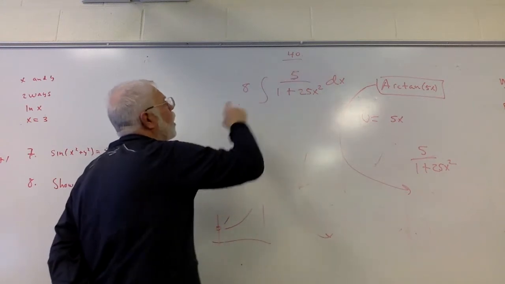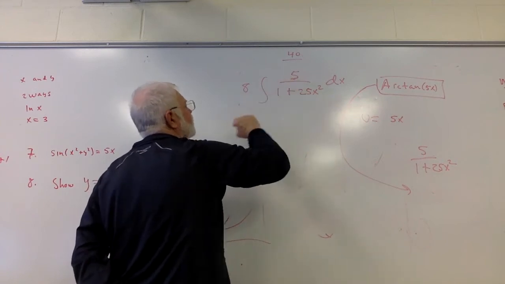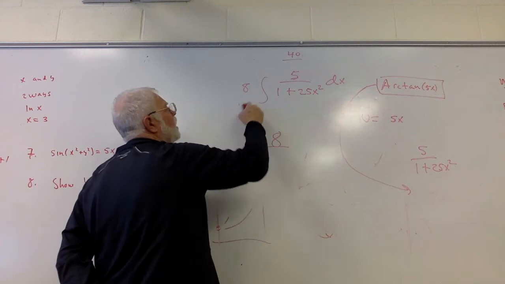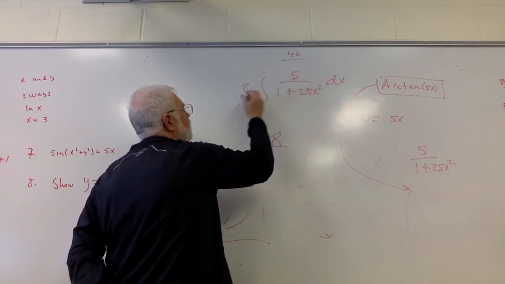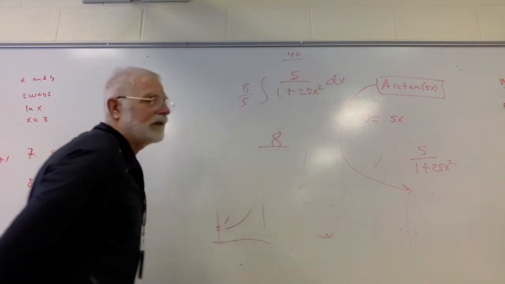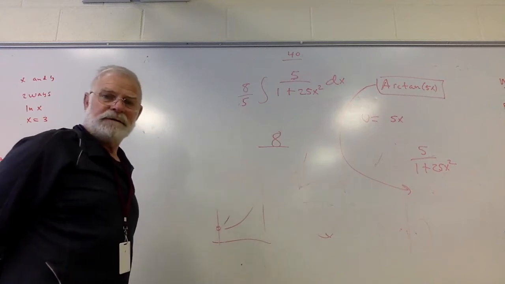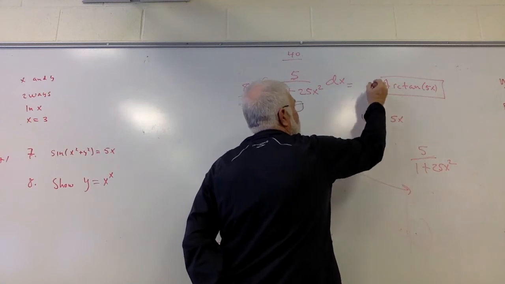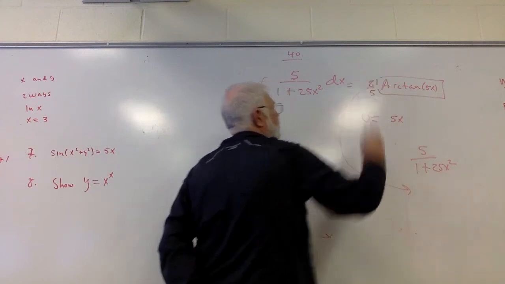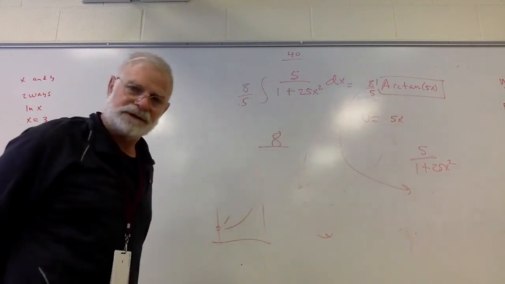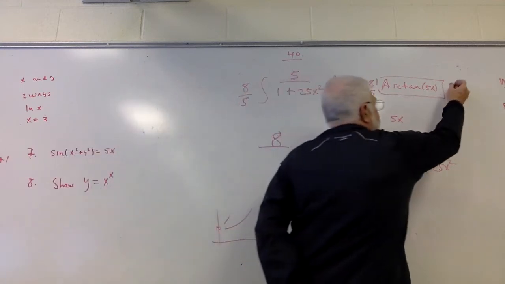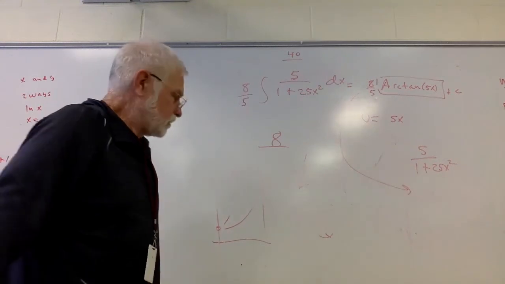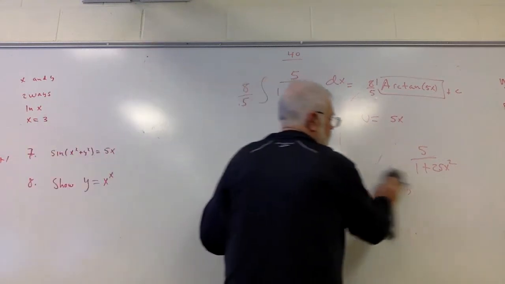Oh, I forgot, I wanted it to be 8. See, I confused myself. Remember, the original problem was 8 over. So I wanted 8. If I multiply by 5, I think if I divide by 5, I think the job's done. I think I just found that that's equal to 8/5 the arctan of 5x plus c, of course. Oh, okay. Well, that's what that was.